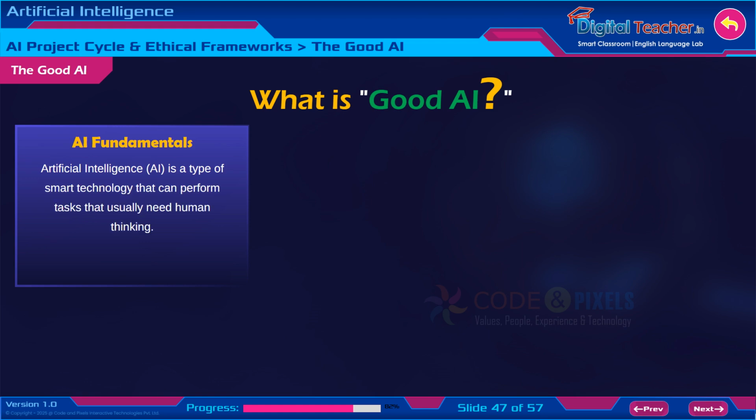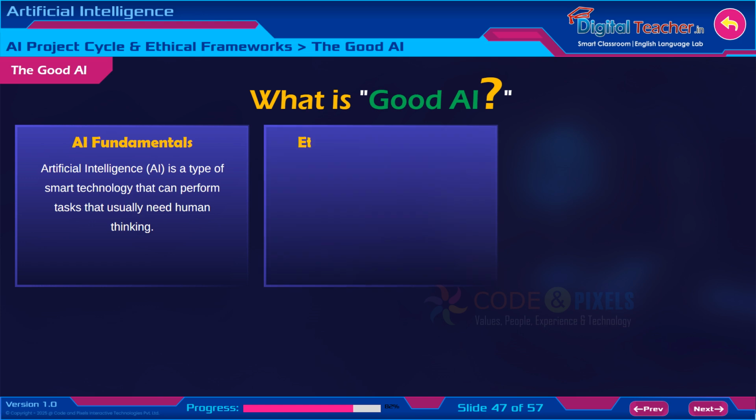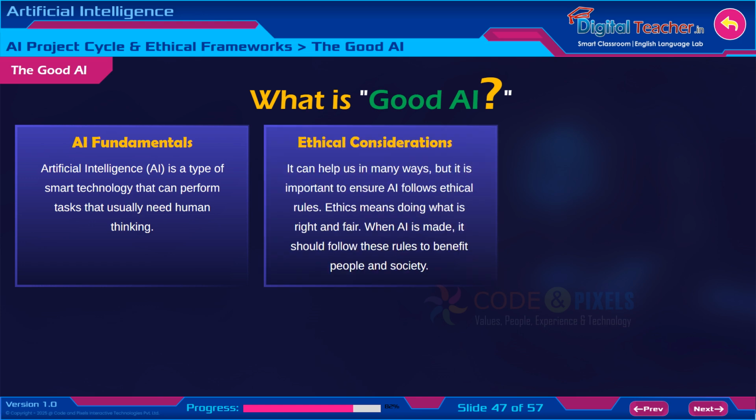Artificial intelligence is a type of smart technology that can perform tasks that usually need human thinking. It can help us in many ways, but it is important to ensure artificial intelligence follows ethical rules. Ethics means doing what is right and fair. When artificial intelligence is made, it should follow these rules to benefit people and society.